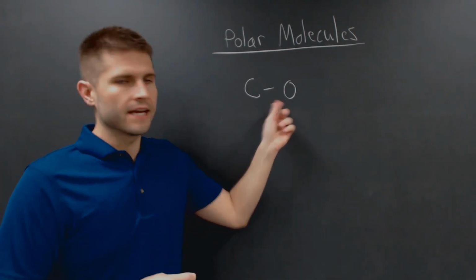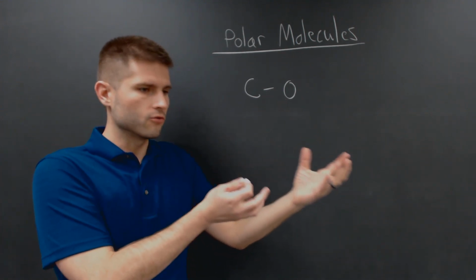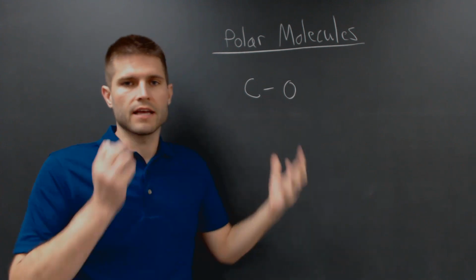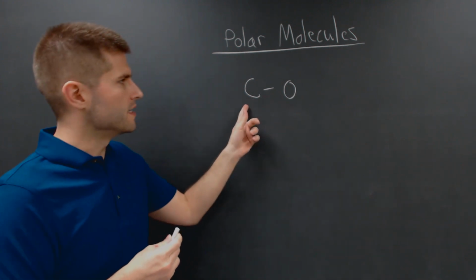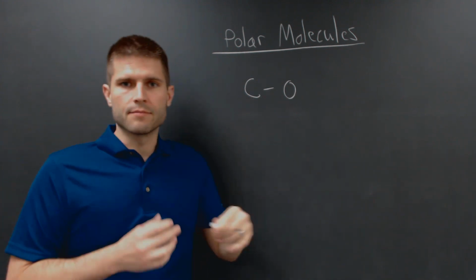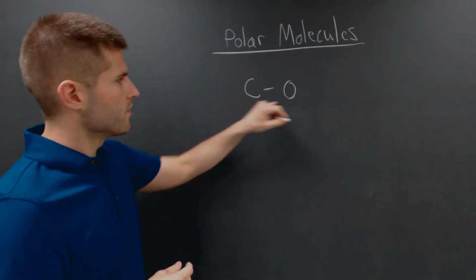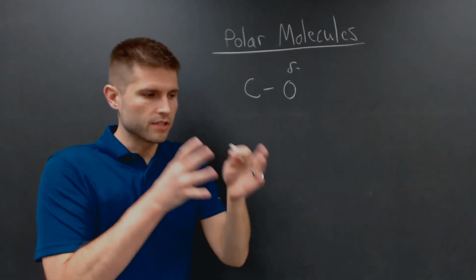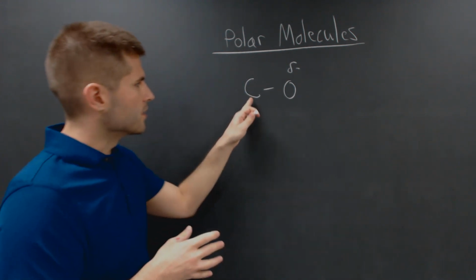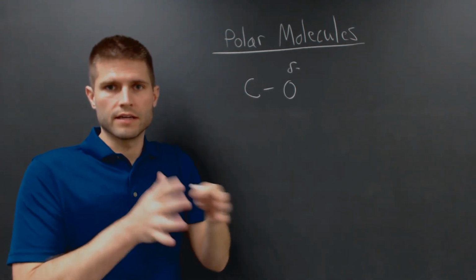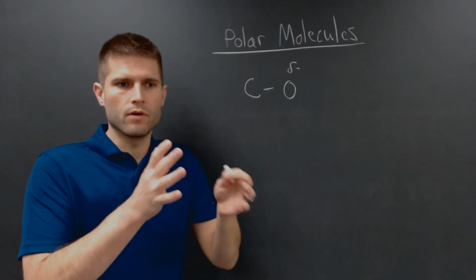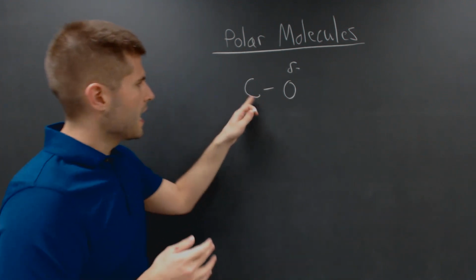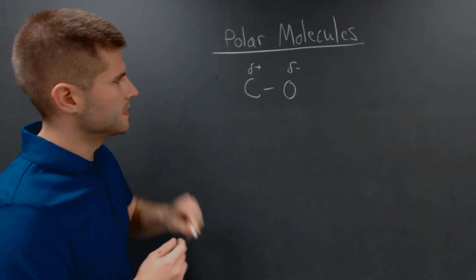What that means is that oxygen is better able to steal electrons, to have the electrons surrounding it, than carbon is. And what we end up getting is something called a dipole moment. The oxygen becomes partially negative, because the electrons are surrounding it more often. The carbon has electrons surrounding it, but not as much, and so this becomes partially positive.